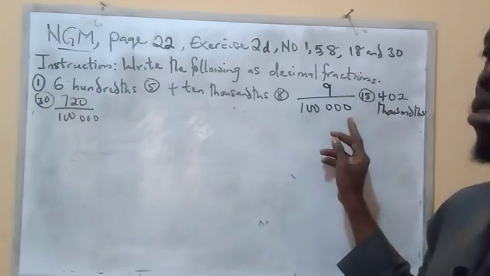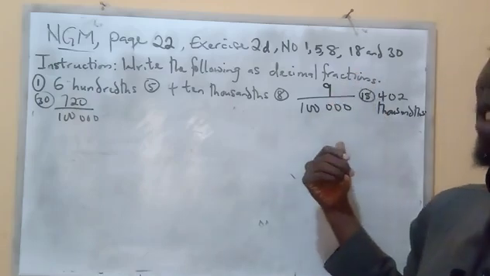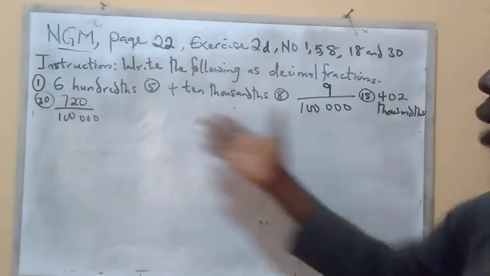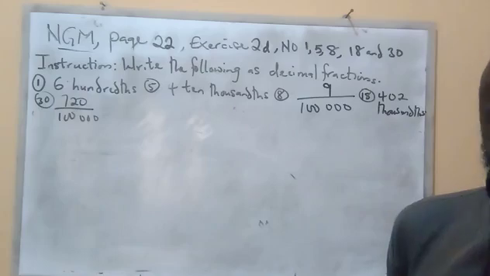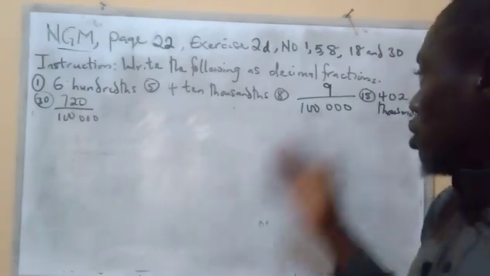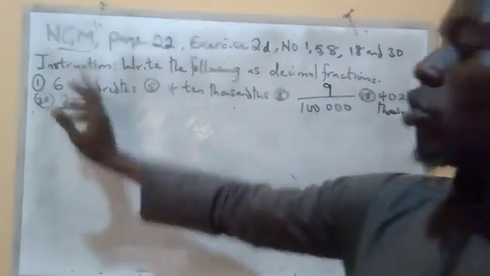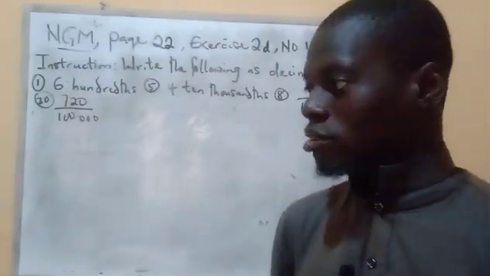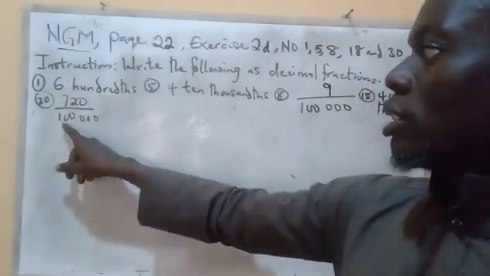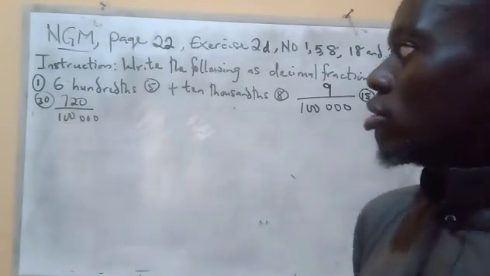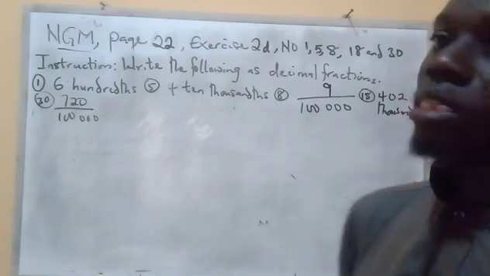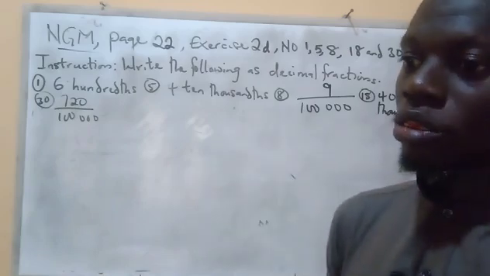900,000. This is 900,000, though it is written in a figure here, while these ones are written in both digits and words. This one is written in digits. Then this is 402,000, while this is what? 720,100,000. So we are asked to write them in decimal fractions, meaning write them in decimal.